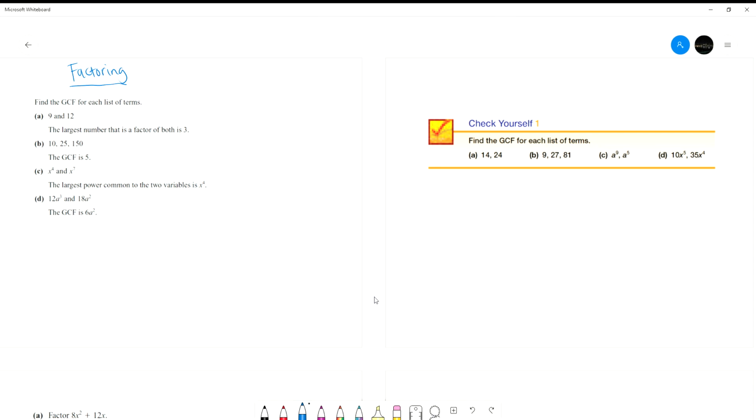Factoring is pretty important because there are a lot of questions on the final exam that involve factoring. Okay, so let's take a look here.